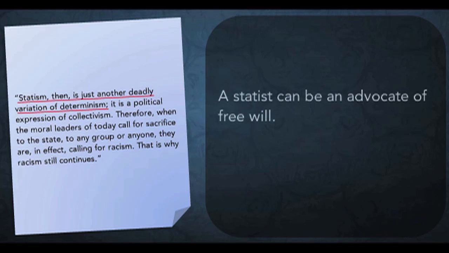And that, for instance, is what your third last paragraph on page 20 says: Statism then is just another deadly variation of determinism. Now there you are most explicitly making this mistake. A statist can be an advocate of free will, completely. Statism comes out of politics. What branch of philosophy does determinism come out of? It's basically epistemology, how the mind operates.